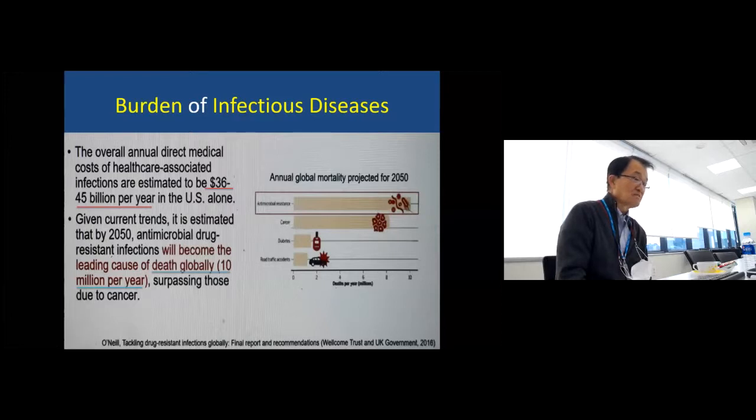So by 2050, in the next about 30 years, antimicrobial drug-resistant infection will become a major cause of death. Well, there are already significant problems related to so-called superbacteria, which are resistant to current antibiotics. I will mention in detail later on, but many gram-negative bacteria become mutated, so they are resistant to current antibiotic treatment.